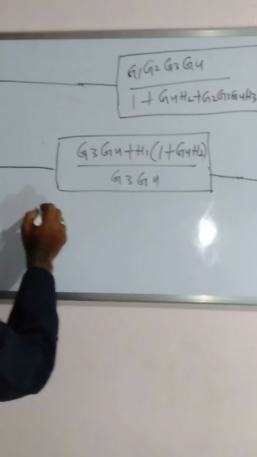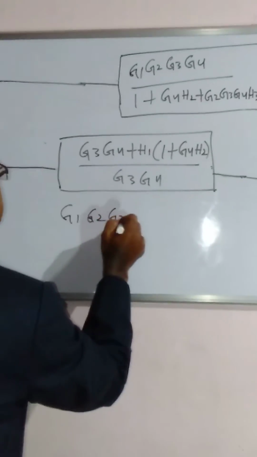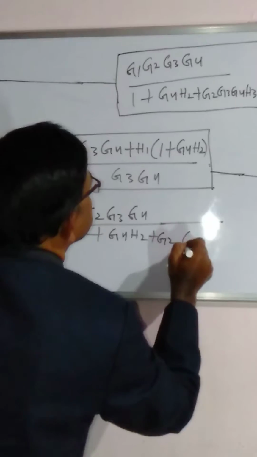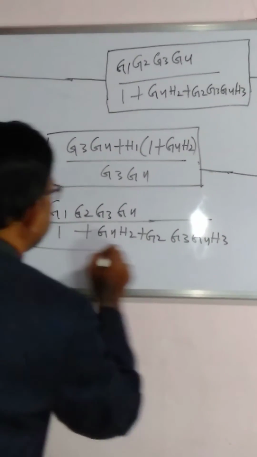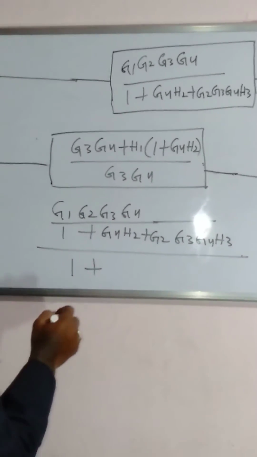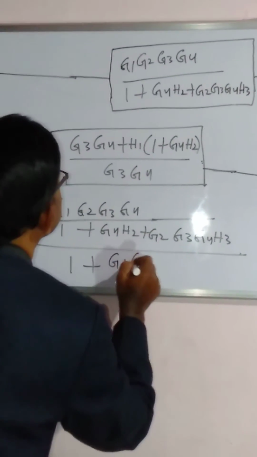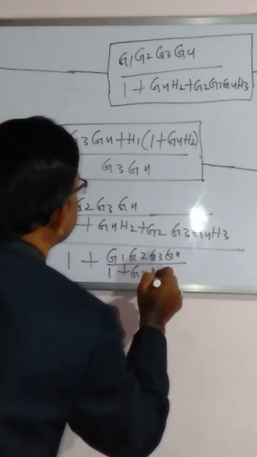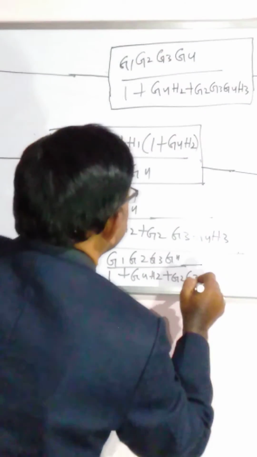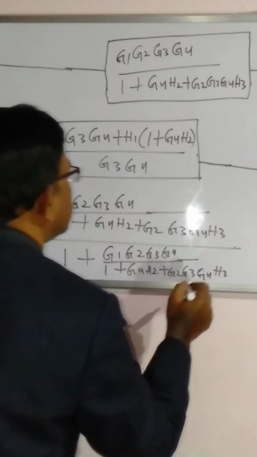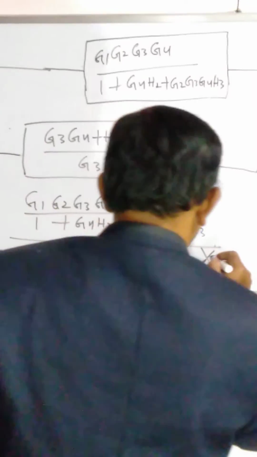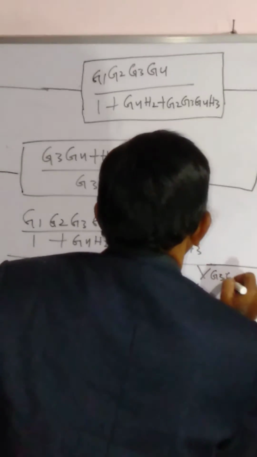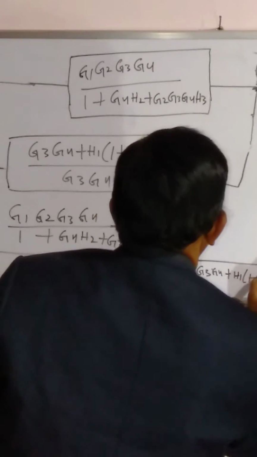So now this will be G1 G2 G3 G4 by 1 plus G4 H2 plus G2 G3 G4 H3, by 1 plus G1 G2 G3 G4 divided by 1 plus G4 H2 plus G2 G3 G4 H3 into G3 G4 plus H1 into 1 plus G4 H2.